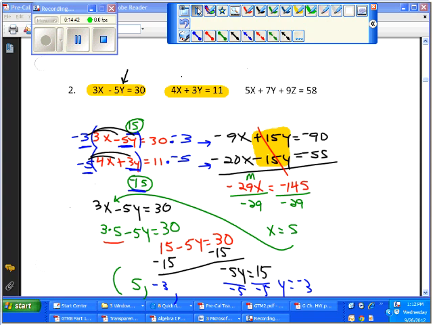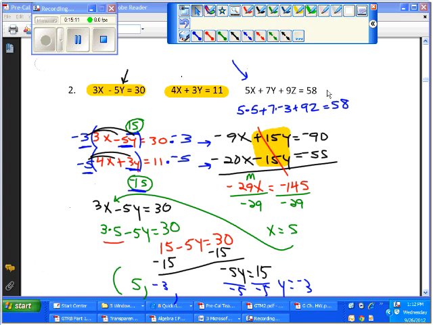Pretty good. Now we've got an x and a y. So we want to plug the x and y in where there's an x, y, and z, right? So we're going to have from this equation 5 times the x of 5 plus 7 times the y of negative 3 plus 9 times z is equal to 58, and we can solve for the one variable z.